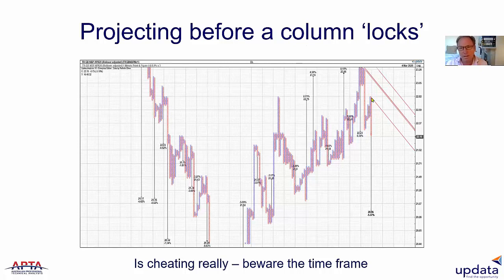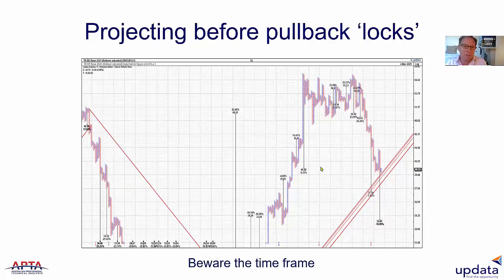If you've got an uncompleted column, you can cheat and put a target on. I just hit the V key and put a target on. But because that column is on a daily chart, and it's a 1 minute chart, I know these have closed out. So that's as bad as it could get. It could get worse. I might get a reversal, but I already have an idea. It's cheating really, but I already have an idea of where the price could go based on the current column. So just projecting before the column locks.